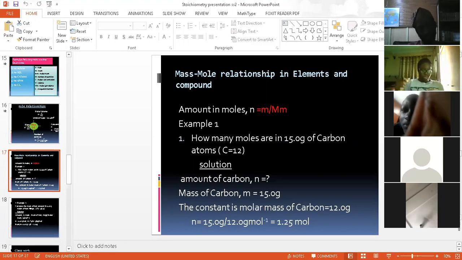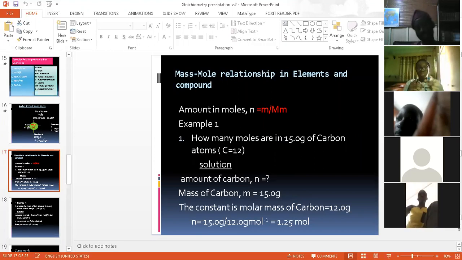So what do you do if you are given any mathematical calculation in chemistry? All you need to do is write out the parameters you are given. The question says, how many moles? That means amount in moles, question mark, which you don't know, in 15.0 gram of carbon. 15.0 gram stands for the mass of the substance, and you are given the atomic mass of carbon.